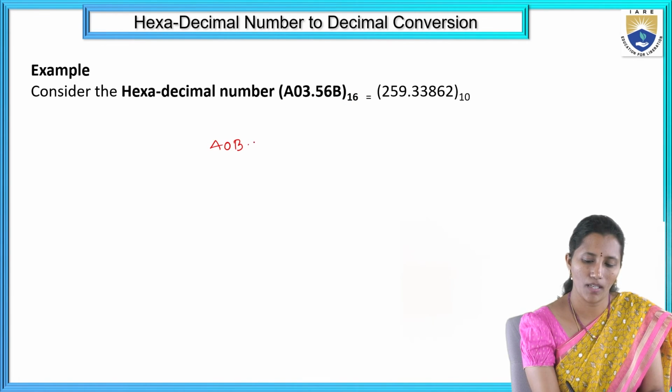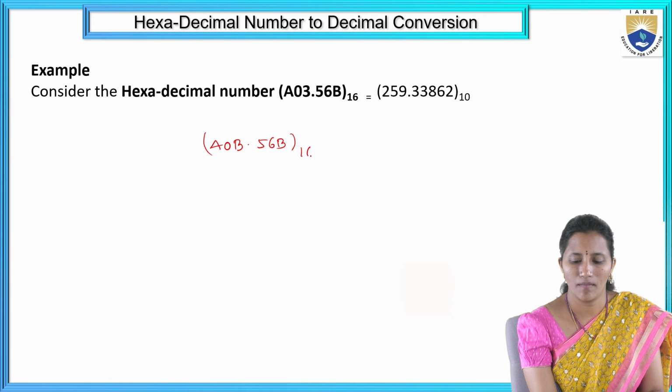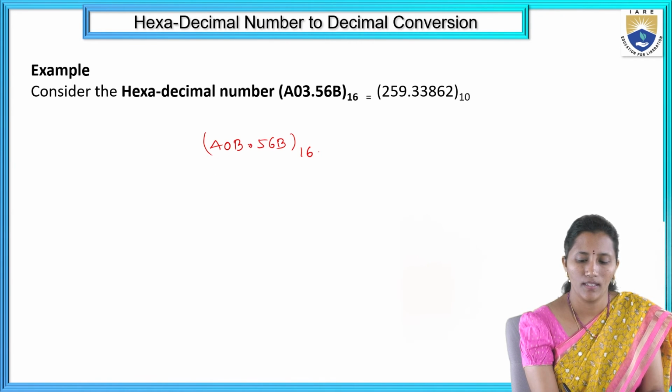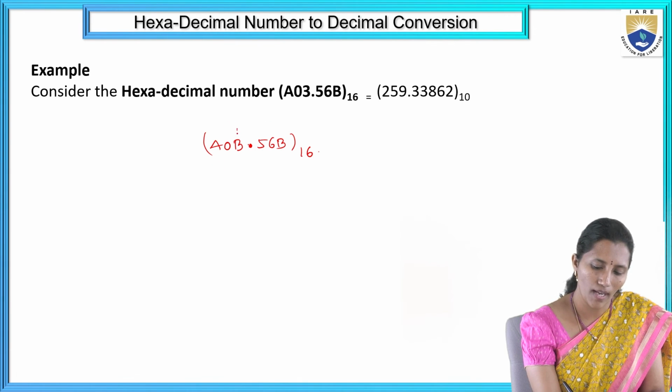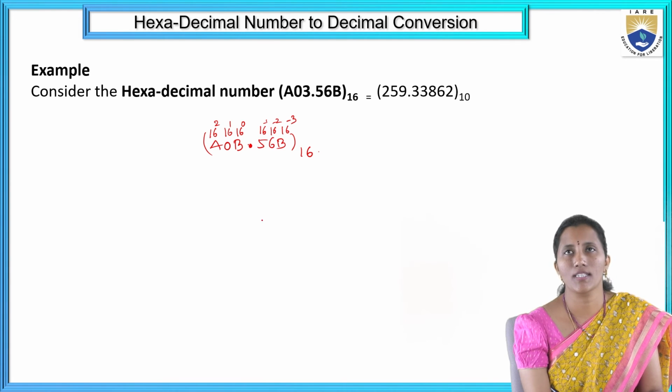Okay. So here A03.56B in base 16 is given. This hexadecimal number we have to convert into its decimal equivalent. So here this hexadecimal point is there. First write down the weights: 16 power 0, then 16 power 1, 16 power 2 going left. After the hexadecimal point, the weights are 16 power minus 1, 16 power minus 2, 16 power minus 3.